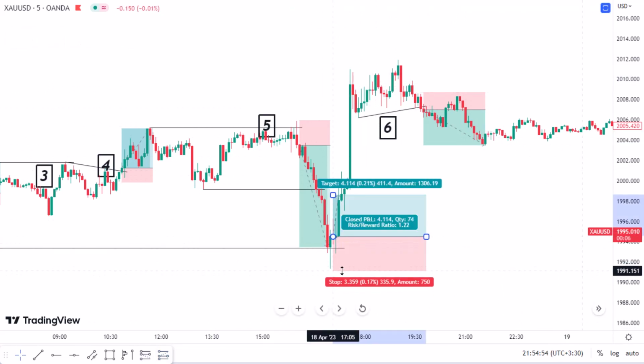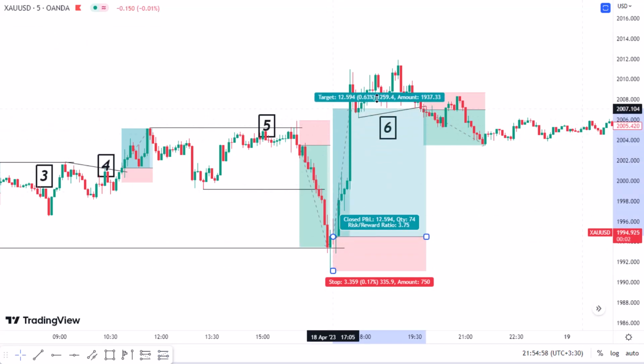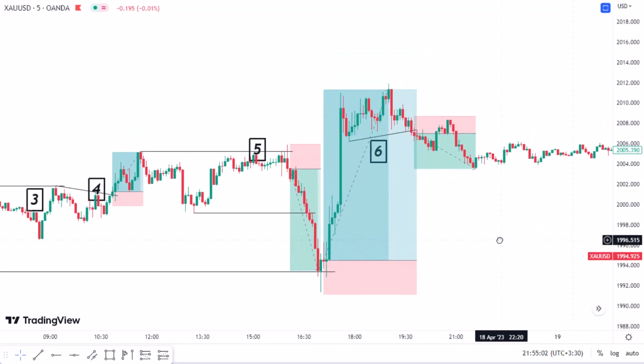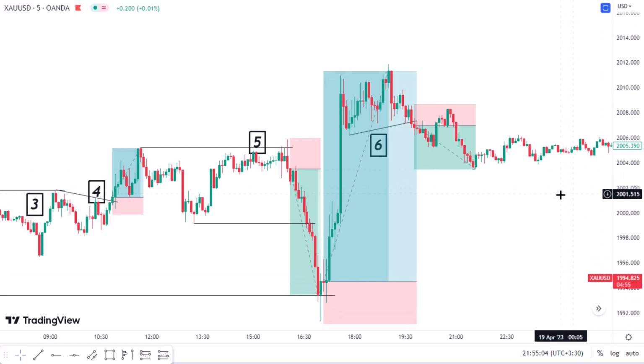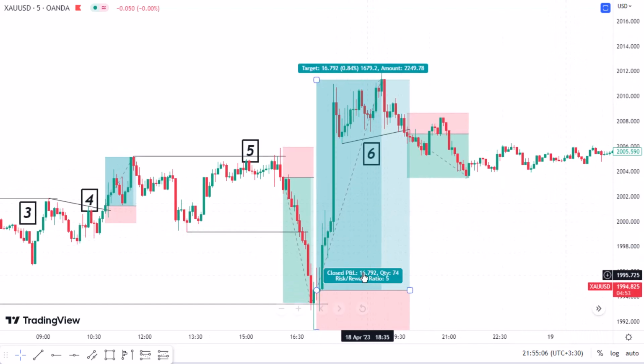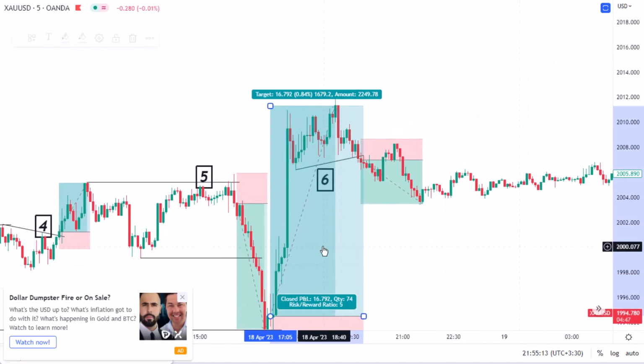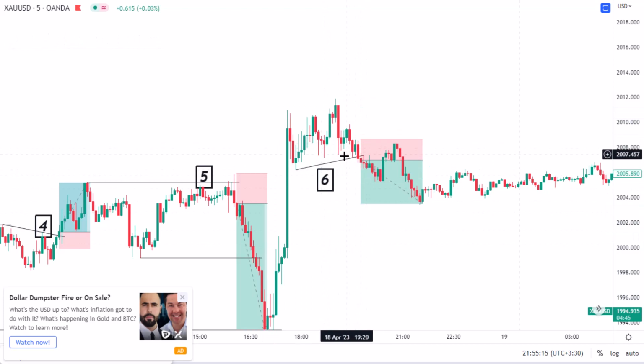Let me draw this one. I didn't enter this position, but we had the chance to have some profit from this position too. As you can see, this position gave us actually RR5 here, okay.